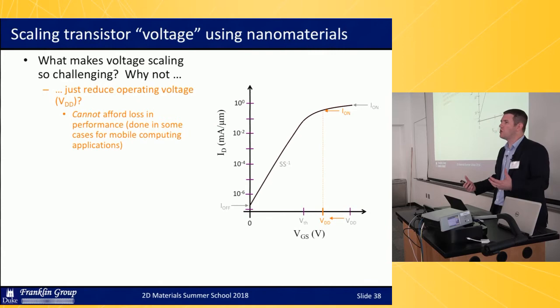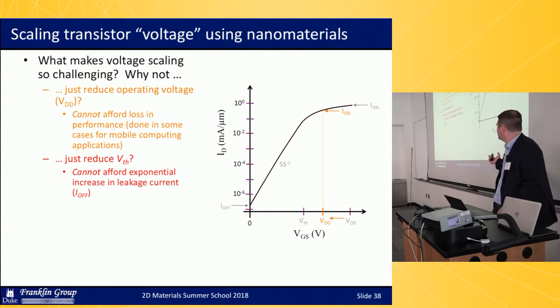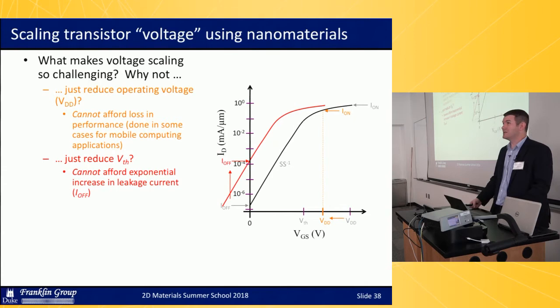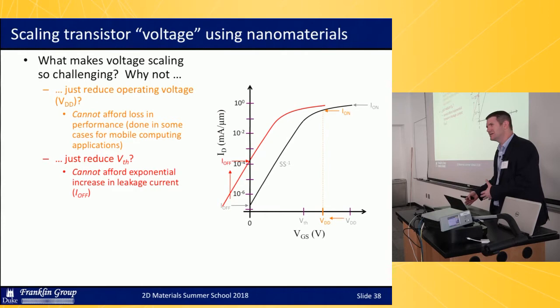But the loss of on current in a high performance computing scenario is completely unacceptable, even if it is only a sort of linear scale loss. The second would be then, well, why don't we just reduce the threshold voltage that we're using to turn the device on? That would look a little bit like this. And the answer becomes a linear decrease in threshold voltage yields an exponential increase in the off current.